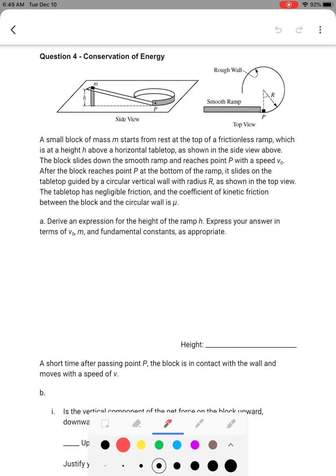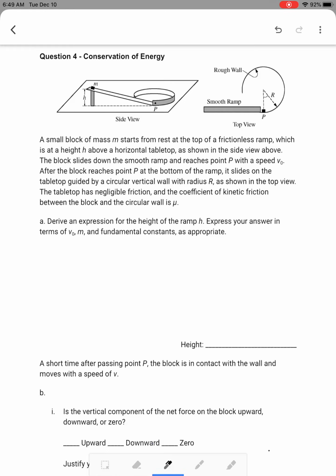These are the types of questions that you've got to get used to seeing because there's rarely going to be a question that involves just one concept. It's going to be a question that combines everything. So this one's got energy, rotation, forces, and kinematics. All right, so let's just dive right in.